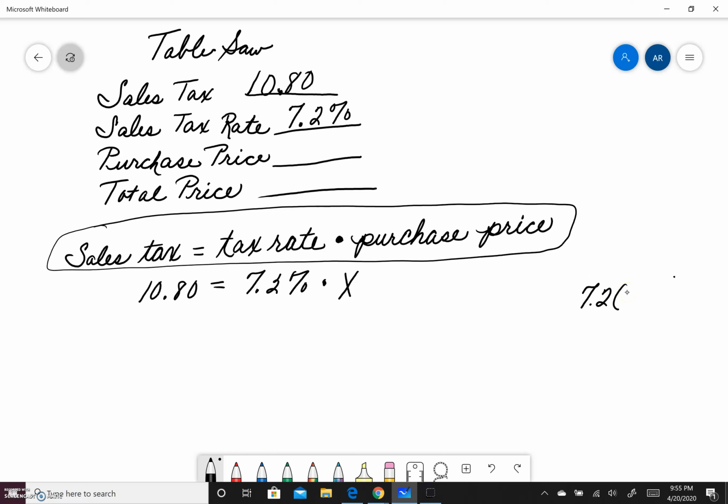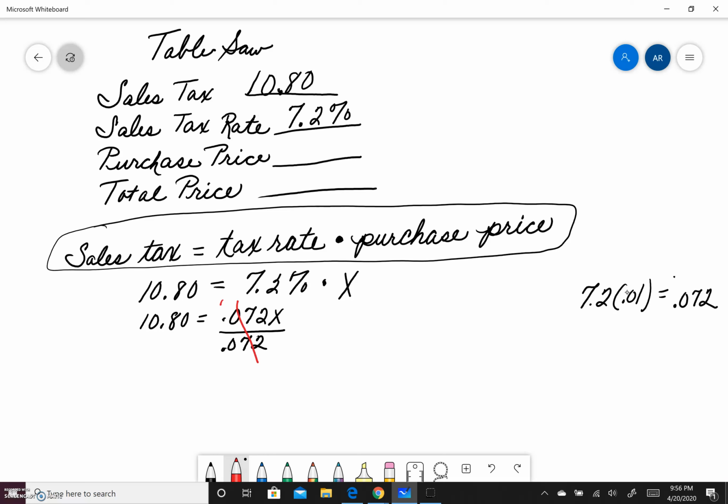Sorry about that. So 7.2 times 0.01. When you enter that into the calculator, you should have a value of 0.072. So I'm going to rewrite that as 10.80 equals 0.072 times x, so that's just x. Now I'm just going to divide it out.